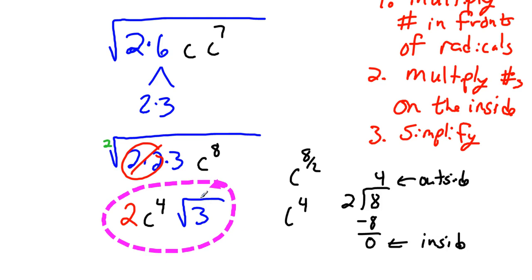Yeah. So when you're going through those, just remember that your numbers, you're breaking them down, looking for the pairs. Technically, with the variables, you're still looking for pairs, but instead of writing each single letter out, just remember you're just going to divide the exponent by whatever your root happens to be, whether that's 2 or 3.